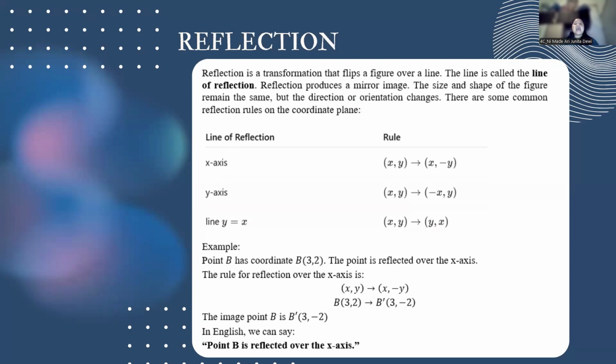The shape and size remain the same, but the orientation changes. For example, when you look at yourself in a mirror, your image has the same size as your real body, but the direction is reversed. In the coordinate plane, there are some common reflection rules.